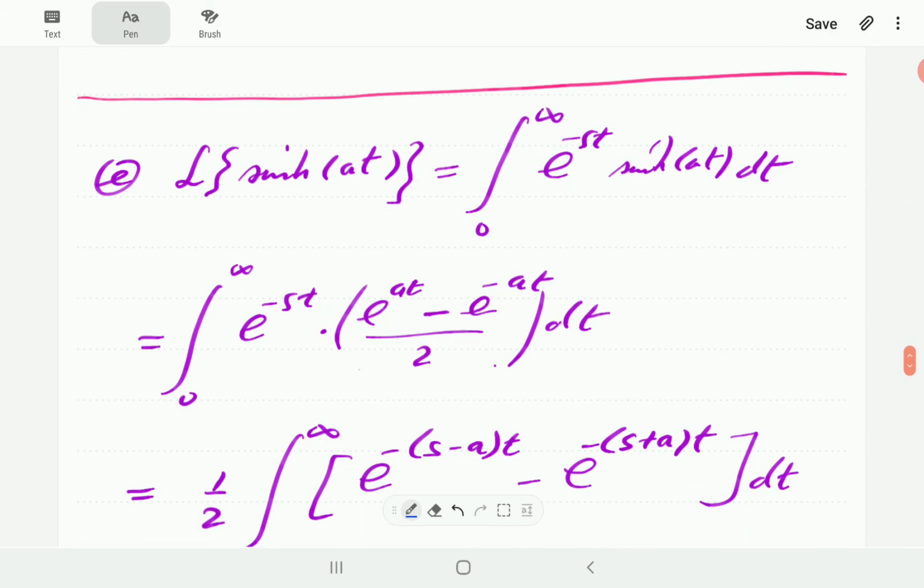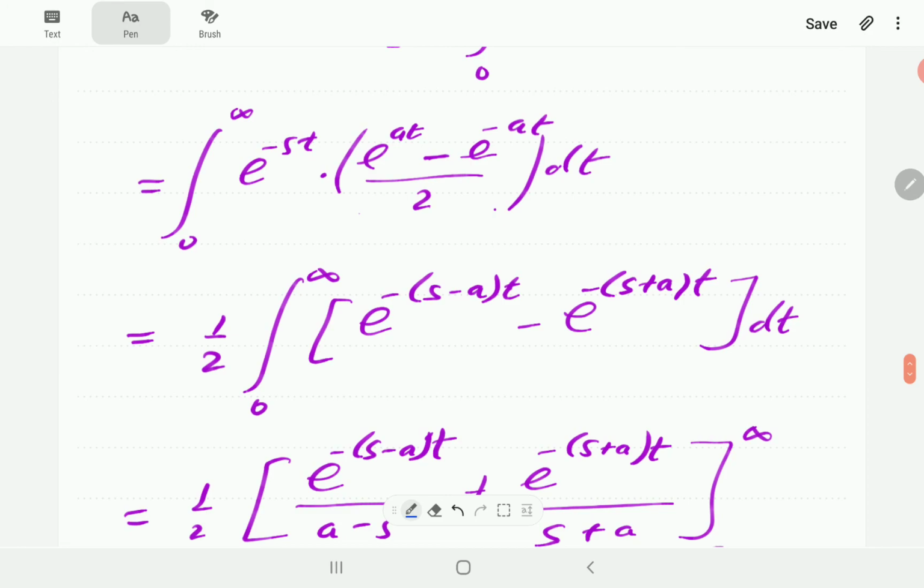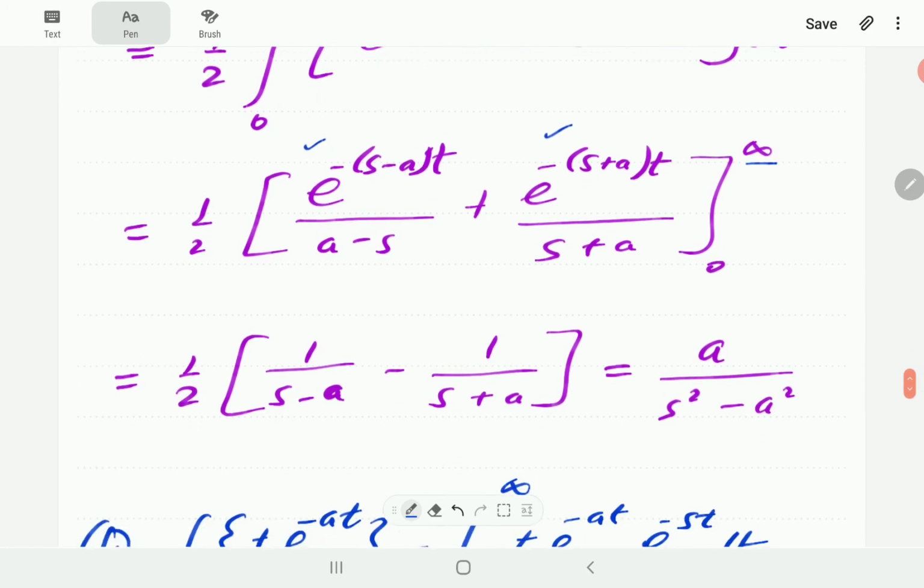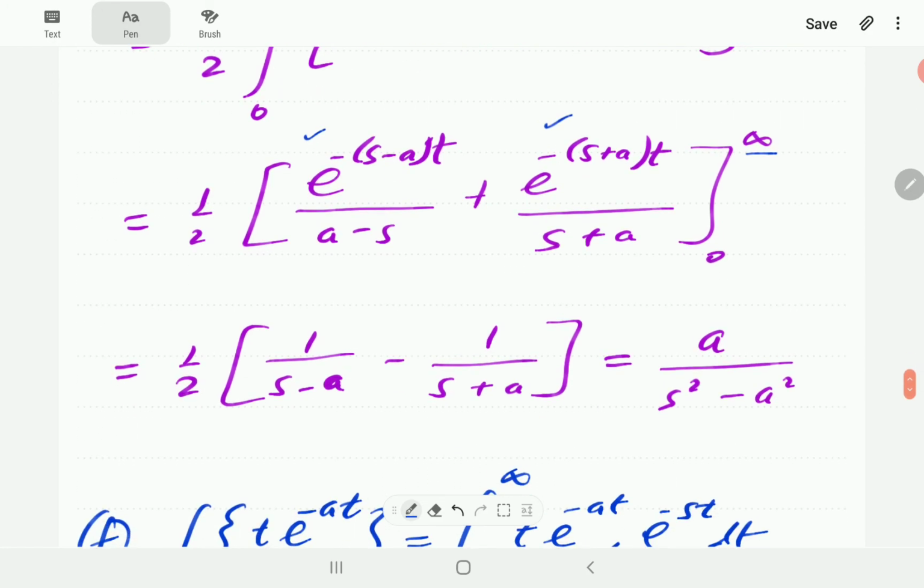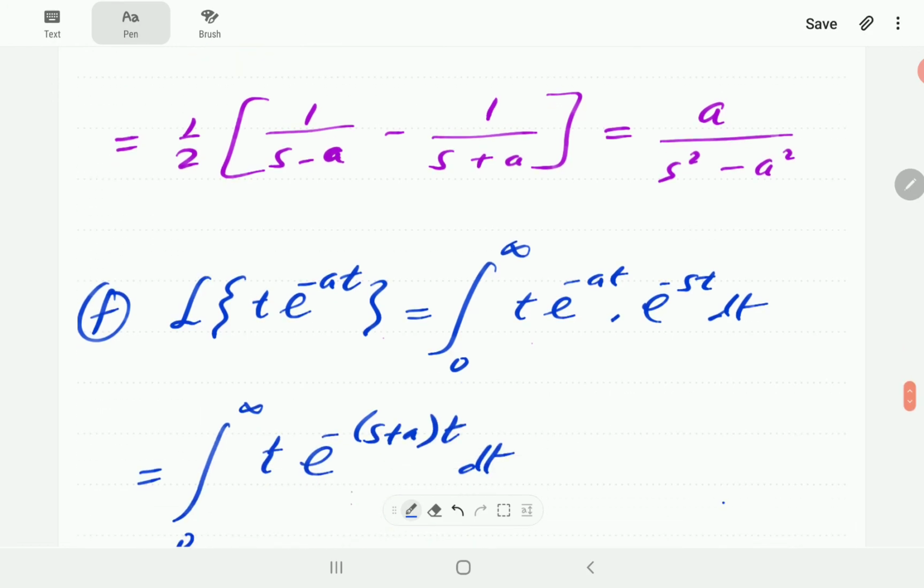For E, the Laplace transform of hyperbolic sine of at, we'll write this in terms of exponentials and then remove the brackets. So again, here we have assumed that a is smaller than s, so this is a positive number. So that means as t goes to infinity here, this term goes to 0, so does that one. So the only terms that are going to survive are when t is 0. So we're going to have these two here. If we combine these into one fraction, then that gives us the Laplace transform of hyperbolic sine of at.